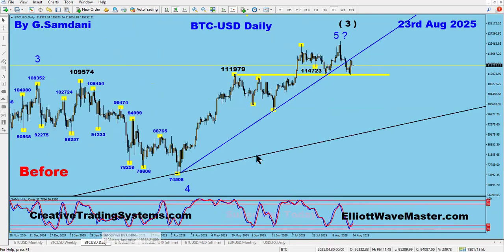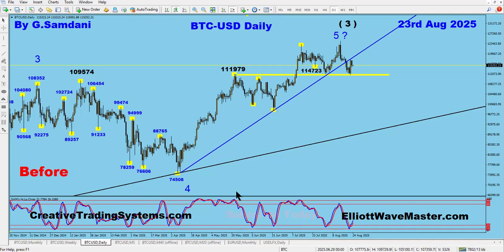All right, so let's see. We need to go down, right? So it probably is going to go down in an A, B, C fashion, right? A is usually an impulse wave and has five subwaves, right? One, two, three, four, five. So that wave one, two, three, four, five will make wave A, and then we'll go up for B and C.